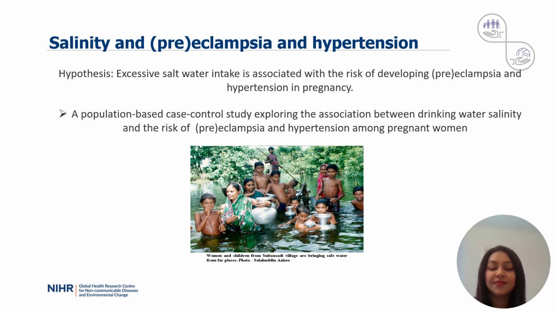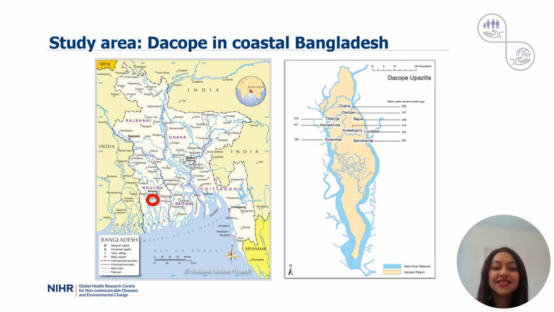Going back to the study in Bangladesh, our objective was to test the hypothesis that excessive saltwater intake is associated with the risk of developing preeclampsia and hypertension in pregnant women. We then conducted a population-based case control study to explore the association between drinking water salinity and the risk of these disease outcomes. This is a map of Dhaka, a coastal village in Bangladesh where we from Imperial College conducted the study and tested the hypothesis.